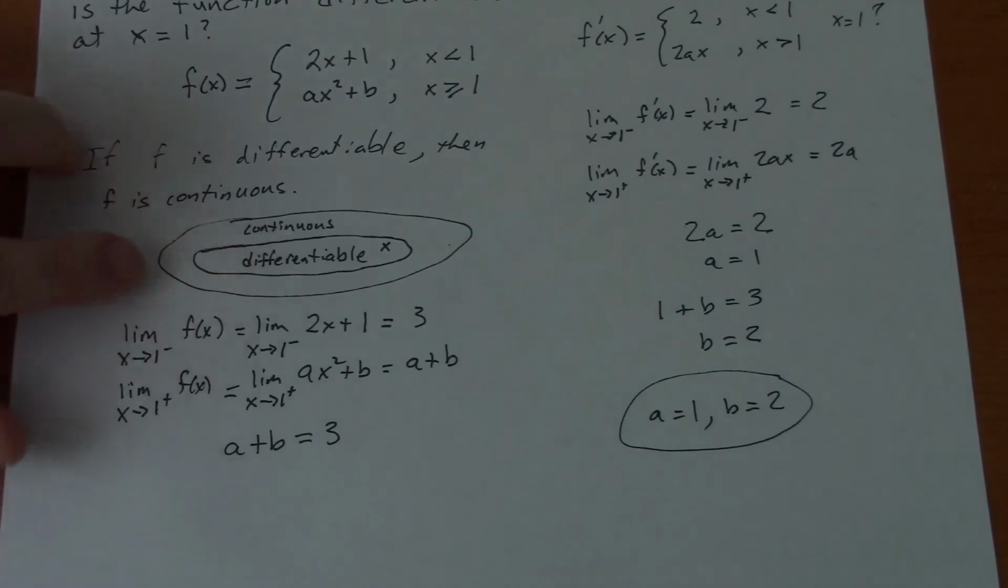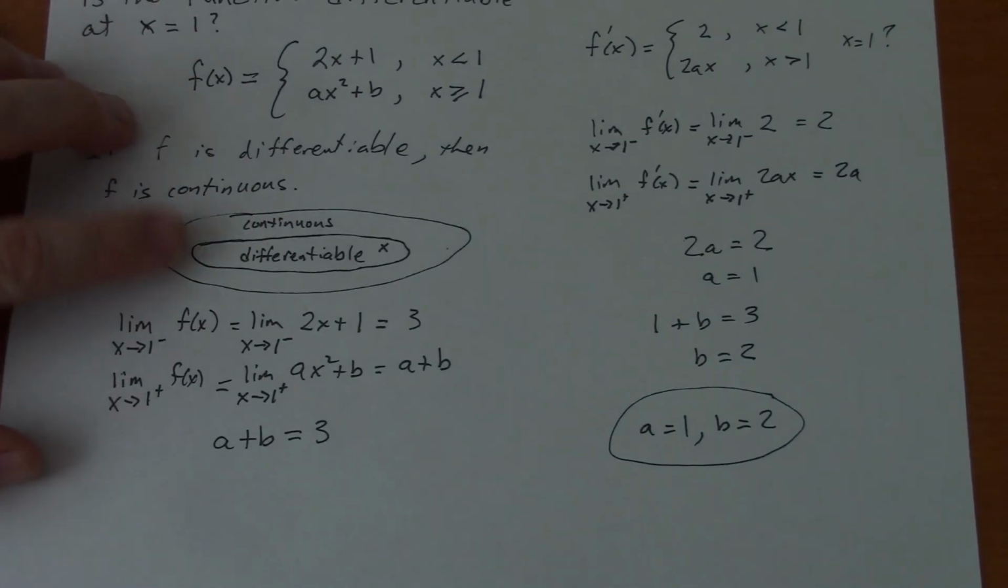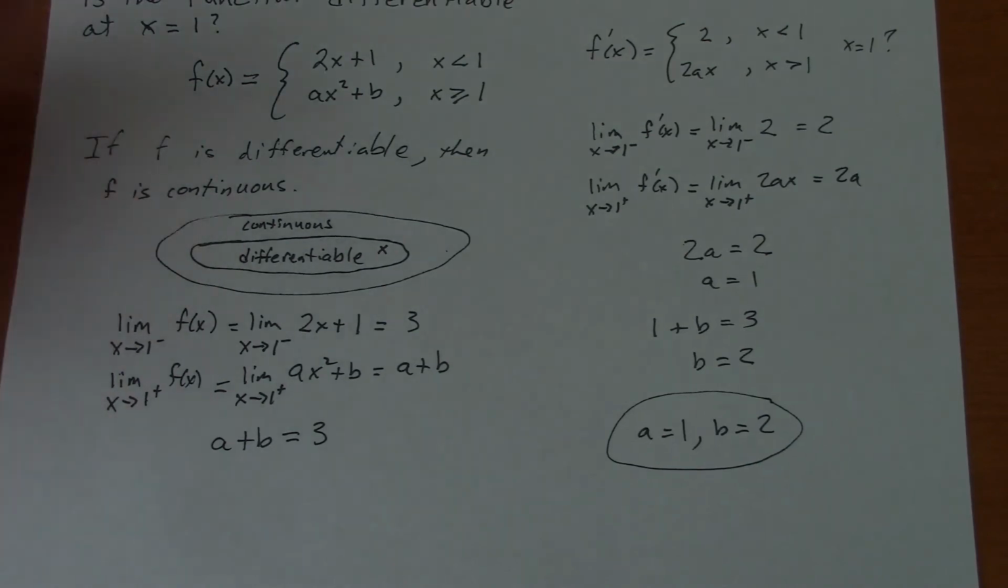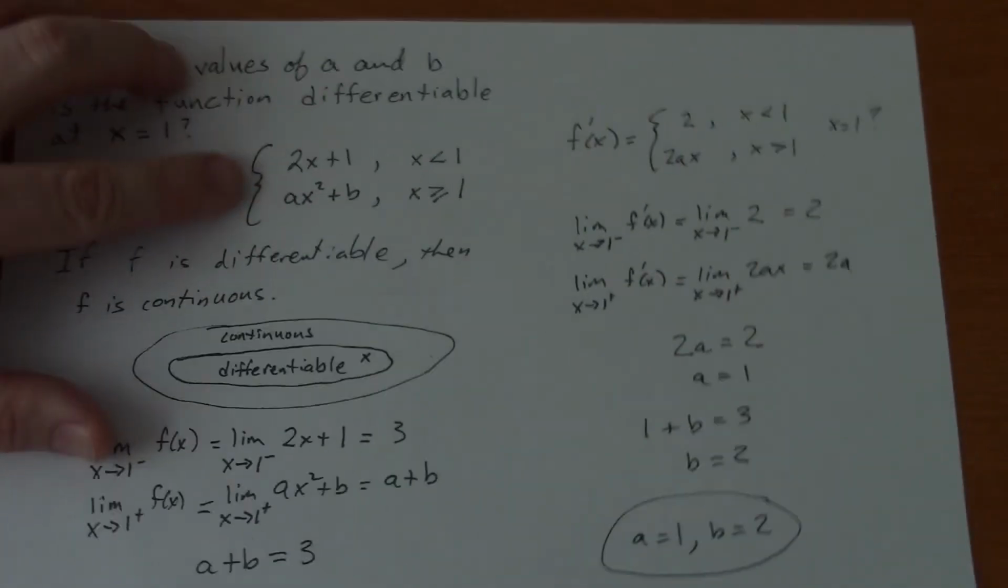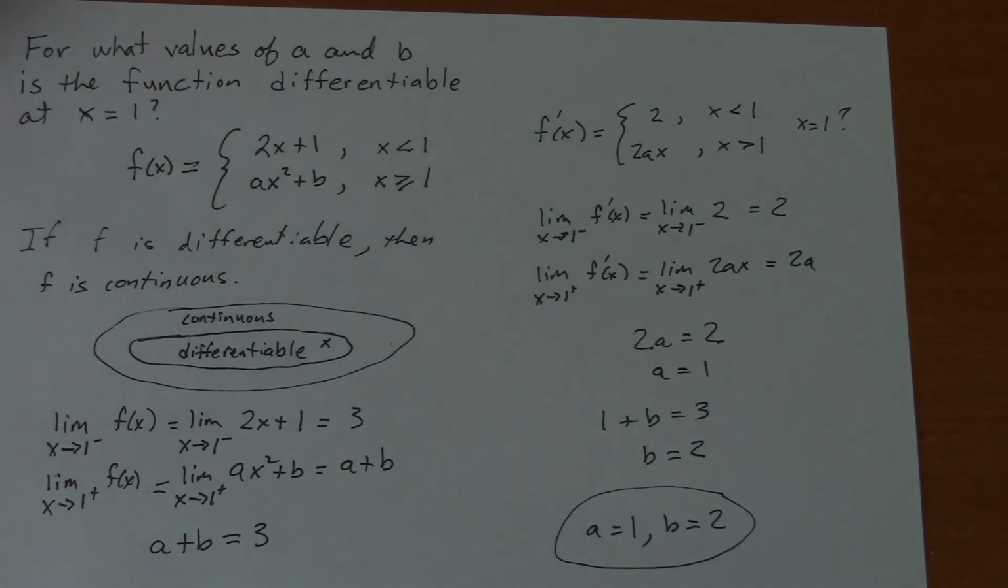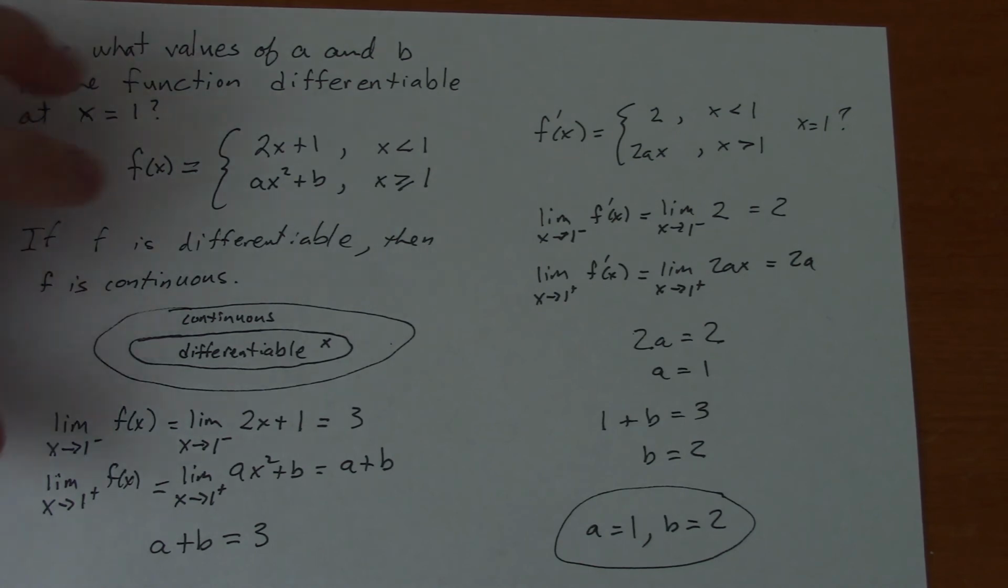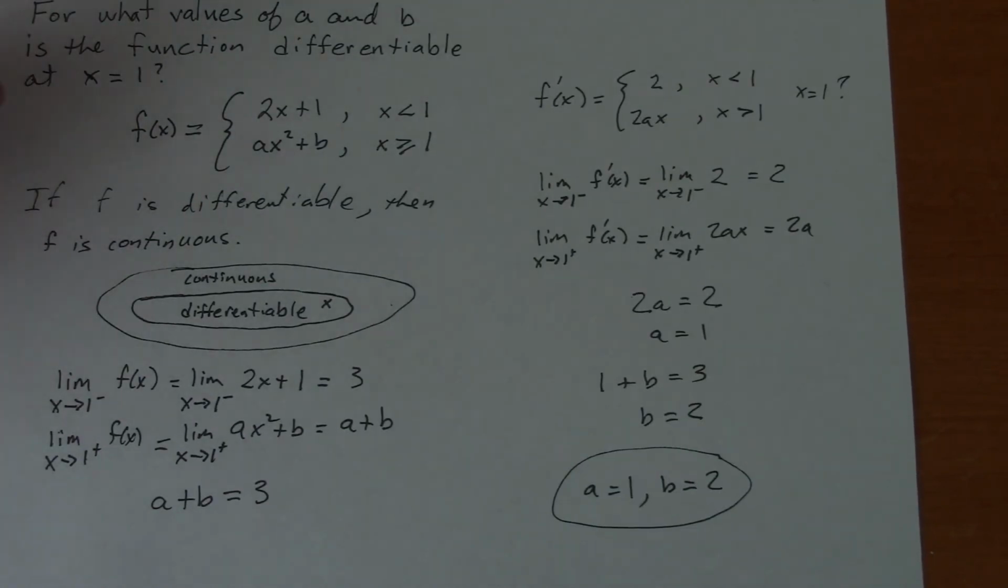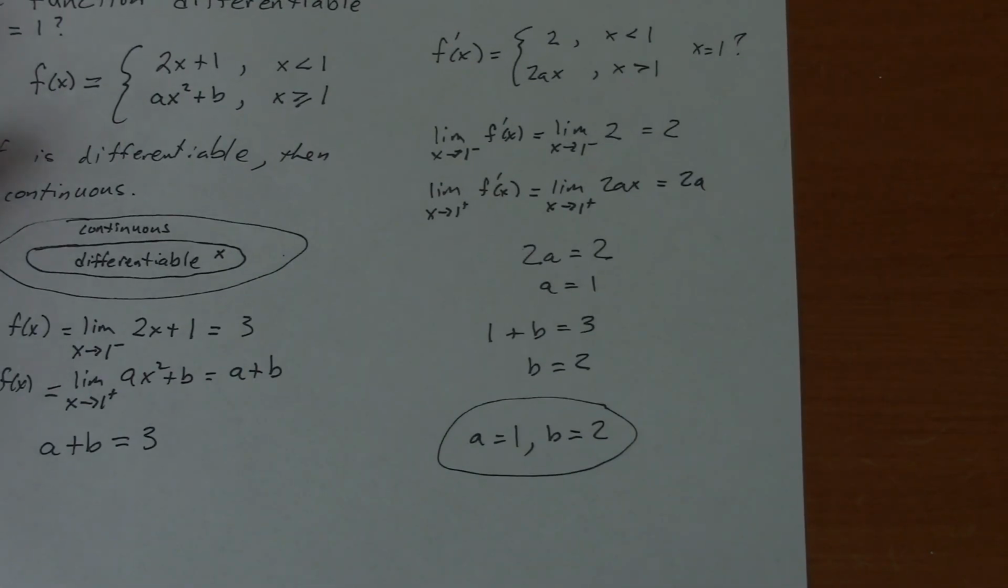But just be careful. Note that continuity does not imply differentiability, so just because the function is continuous doesn't mean it's differentiable. And I've even seen a question where the two parts were 2x plus 1 and 2x plus 3, and they asked if it was differentiable at 1, and the answer is no. Even though both derivatives are equal to 2, it's not continuous at 1, so therefore it would not be differentiable.